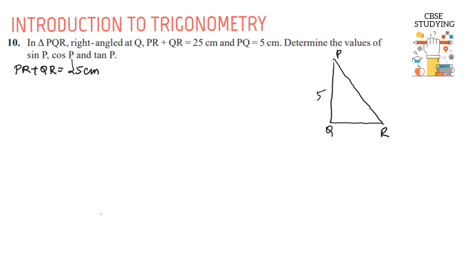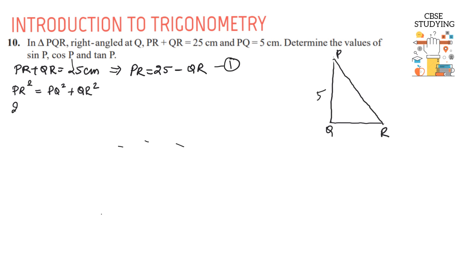Right? Now by Pythagoras theorem we know that PR square is equal to PQ square plus QR square. Correct? Now let's modify this a little bit and we'll make this PR is equal to 25 minus QR. Okay, we'll make this equation number 1, and this equation number 1 we will substitute in the Pythagoras theorem.